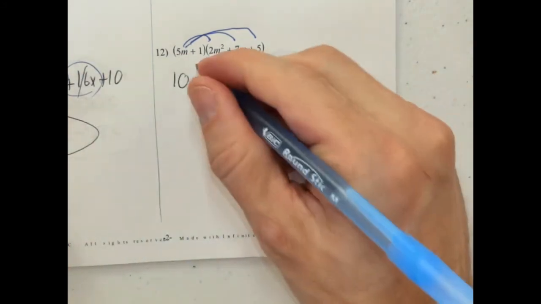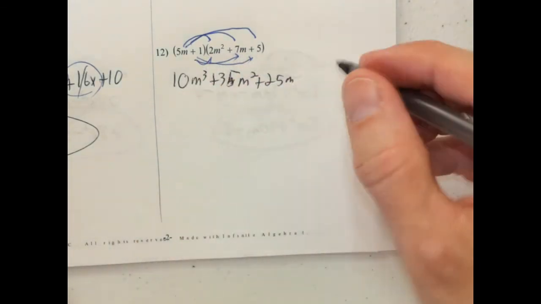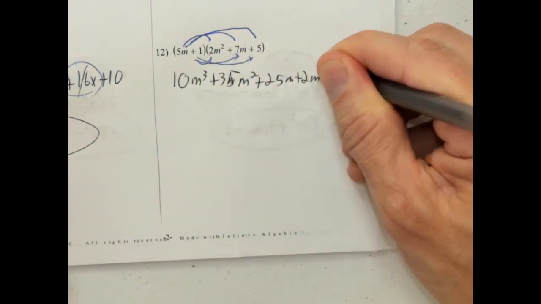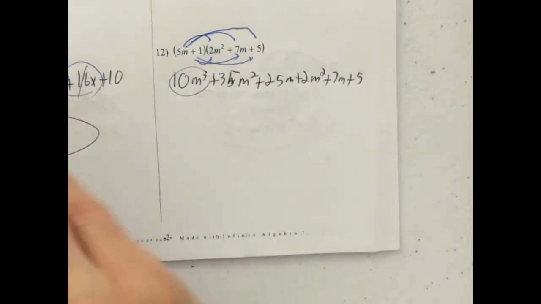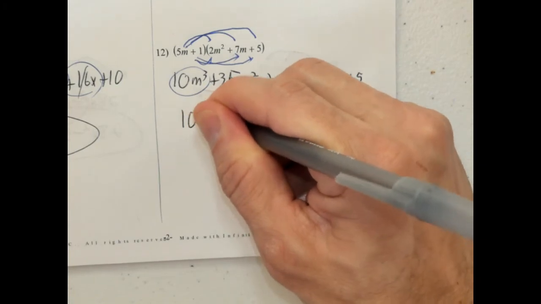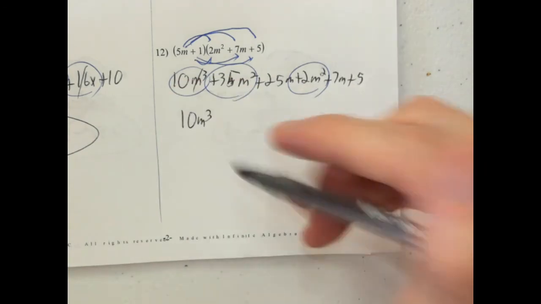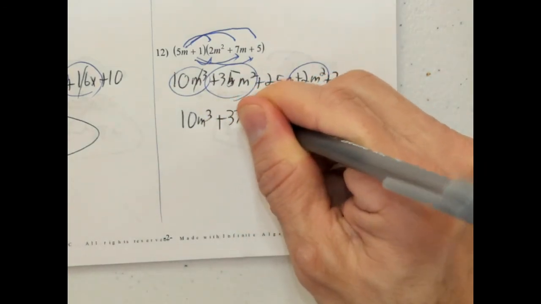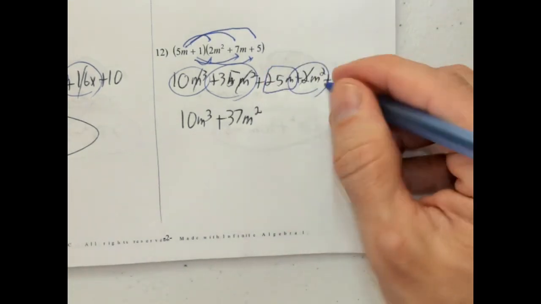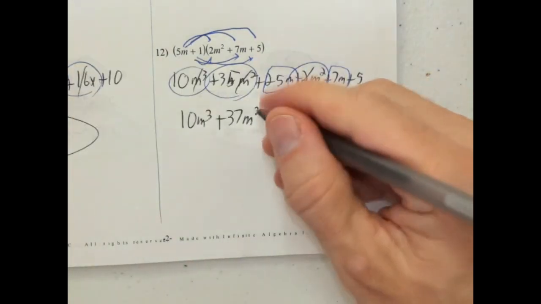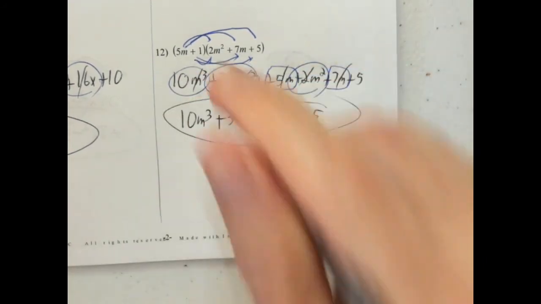Okay. Now we do this right here. We're just going to basically rewrite these because we're multiplying by 1. So plus 2m squared plus 7m plus 5. And 10m cubed, we're just going to rewrite. We're going to circle the 35m squared and the 2m squared, plus 37m squared. 25m, 7m. So 25 plus 7 would be 32, so plus 32m. And then plus 5. Good polynomial there.